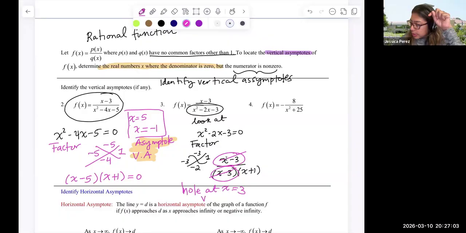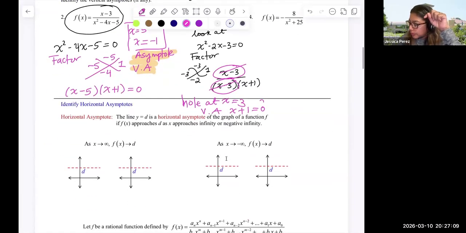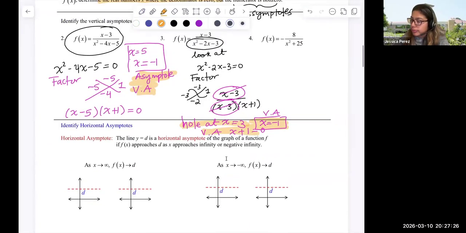Now the vertical asymptote will occur at x plus 1 set equal to 0. That's x equal -1. So your vertical asymptote will be -1 and x equal 3 will be a hole. So you will have a hole at x equal 3 and a vertical asymptote at x equal -1.